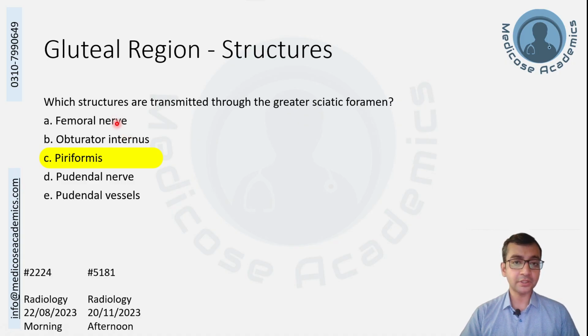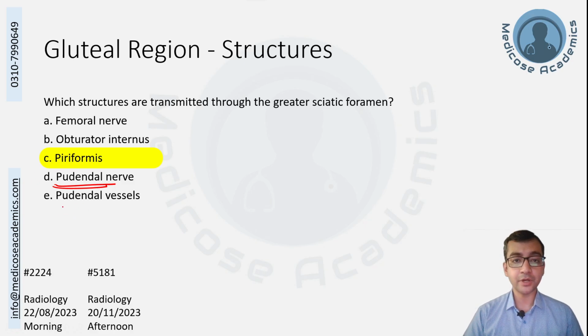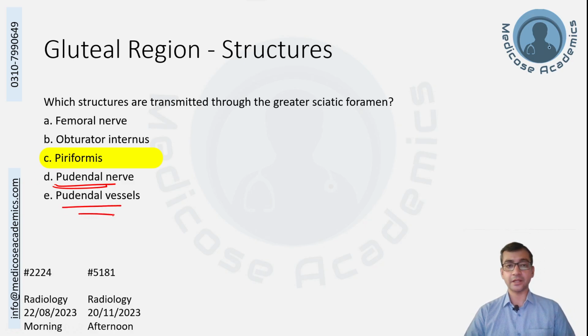The femoral nerve is in the anterior thigh. It runs through the femoral triangle below the inguinal canal. Obturator internus passes through the lesser sciatic foramen. Pudendal nerve, technically speaking, that is a right answer too. It is passing through both the greater and lesser sciatic foramen, and the pudendal vessels too. Again, it is a right answer too.